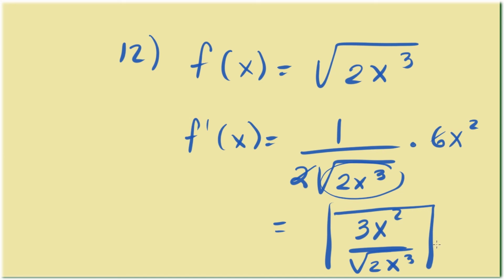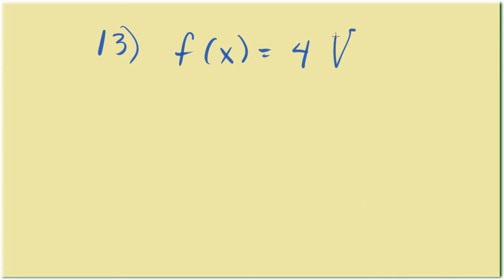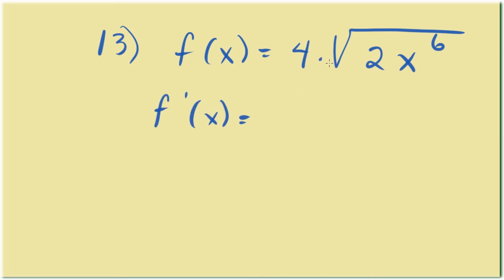Okay, one last. This is probably the most complicated among the examples that I showed you. Let's say 4 square root of, say, 2x to the 6. Okay, so the derivative is going to be what? So now there's a 4.